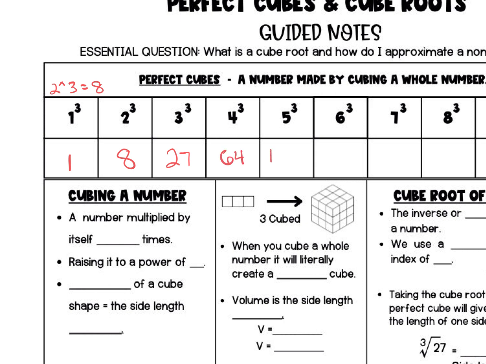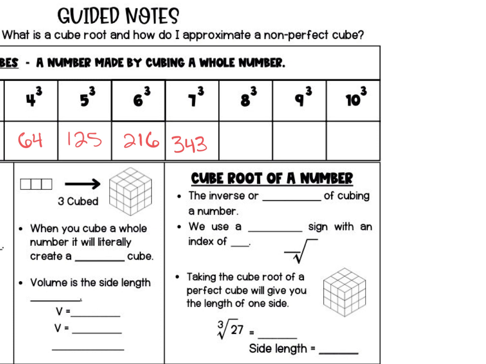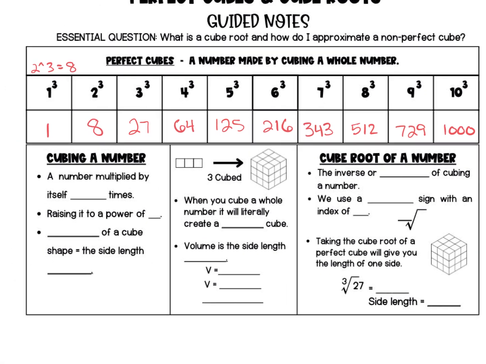5 cubed is 125. 6 cubed is 216. 7 cubed is 7 times 7 times 7, which is 343. 8 cubed, which is 512. 9 cubed, which is 729. And 10 cubed is 1,000. Right? So we did this yesterday in our workbook.